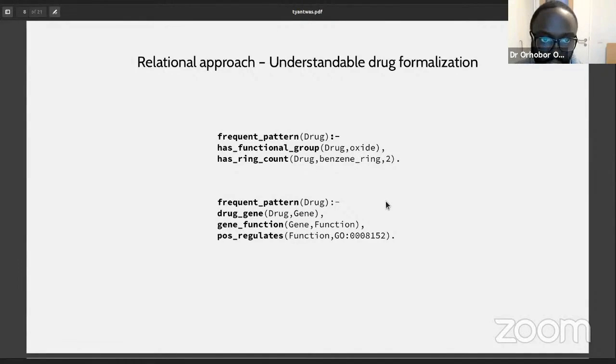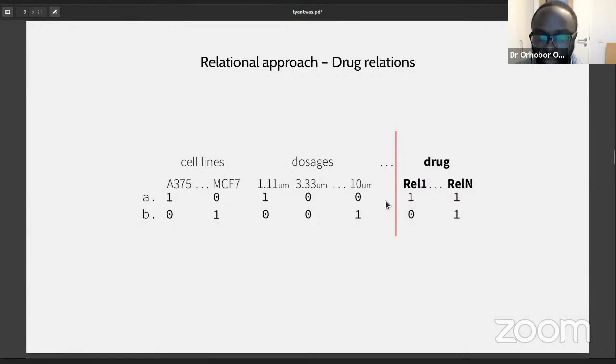We then converted these relational patterns into features for our model. So as with the Morgan fingerprints, we said, well, if this relation covers a sample, then we assign a 1. If it doesn't, we assign a 0.